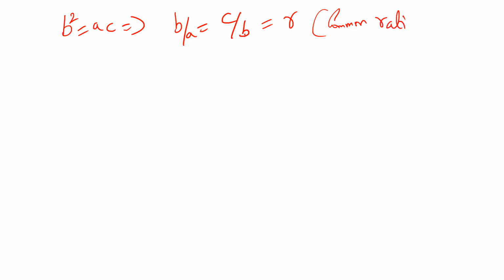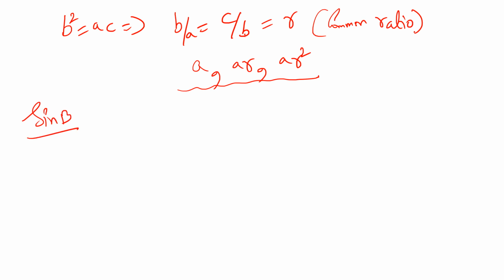Now we are given that b square is equal to ac. It means b upon a can be written equal to c upon b. Or I can put this ratio equal to r. Let's say this is the common ratio because a, b, c are in geometric progression. So that means the sides I can write as a, ar and ar square. And what I need to get in this question now is sine B upon sine A. We have already calculated that expression.